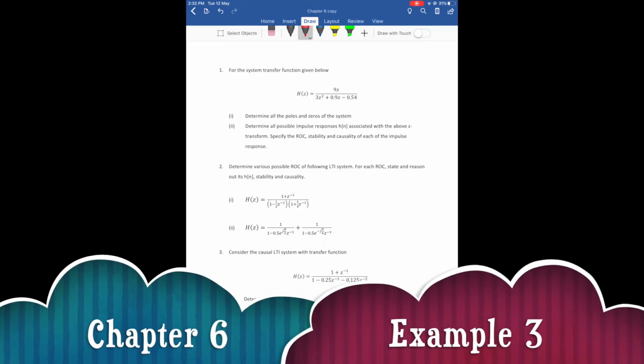So in example number 3, this shows the different ways of how chapter 6 will be questioned. If you look at this question, we have a causal LTI system. Looking at the keyword causal, by definition it is a right-sided region. The system is causal if the region is right-sided.